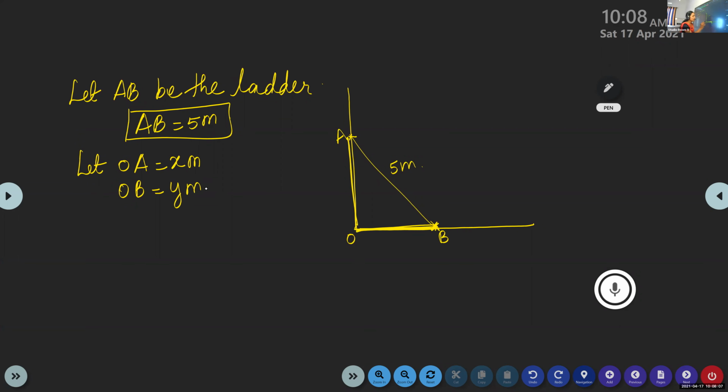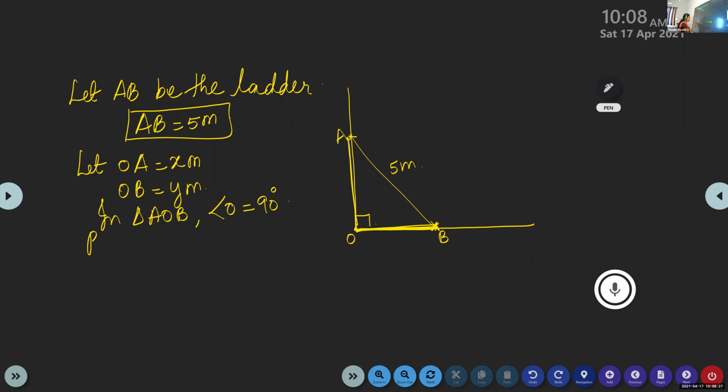Now listen, children. What will be the measure of angle at O? 90 degrees. So AOB is a right angle triangle. Yes or no? In triangle AOB, angle O is 90 degrees.